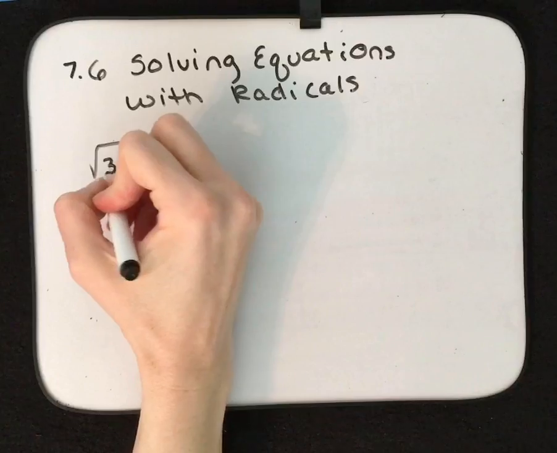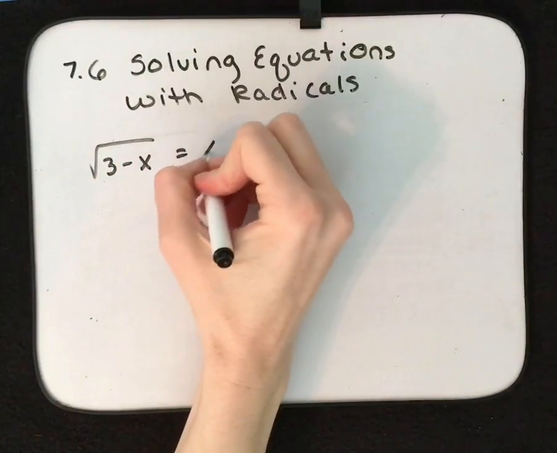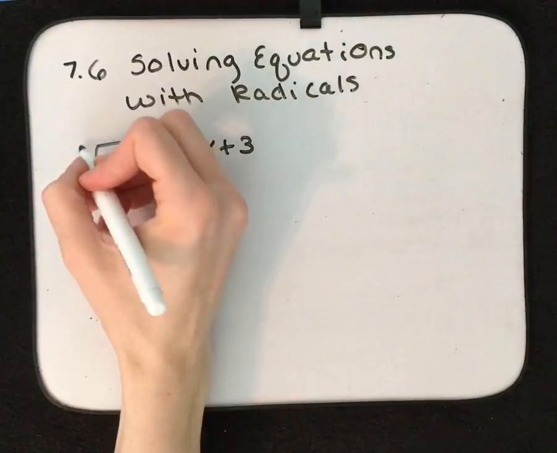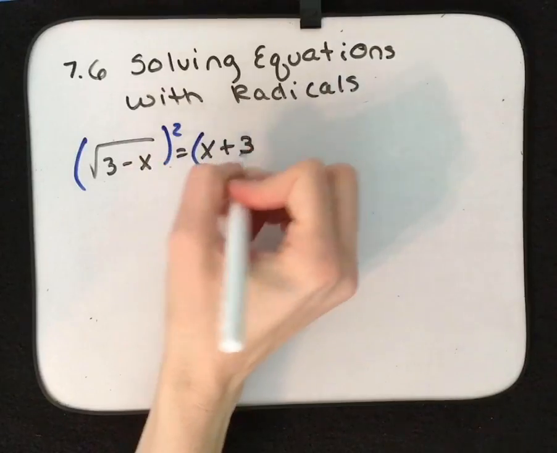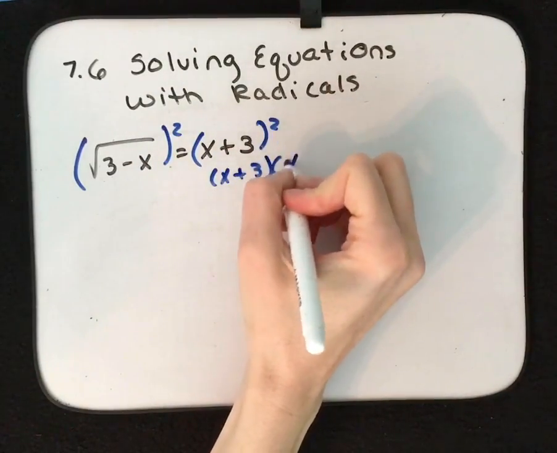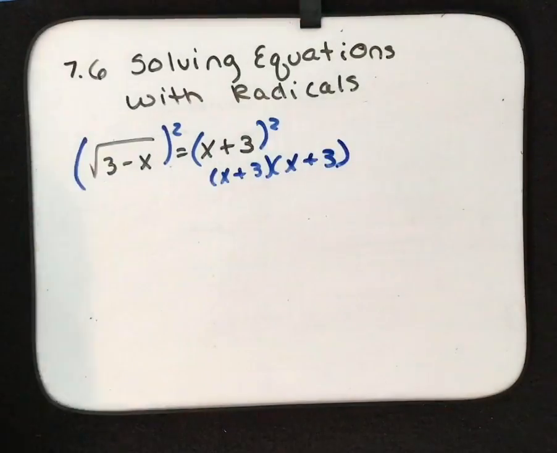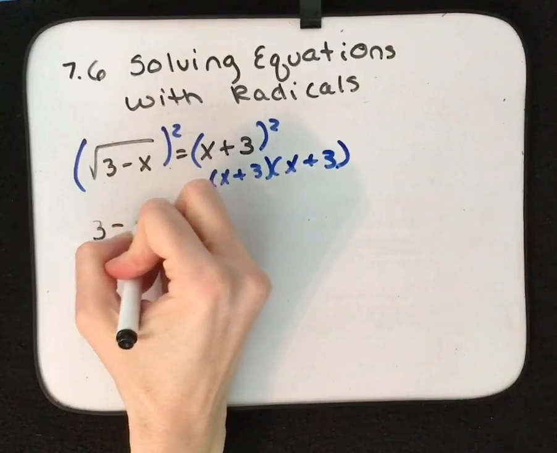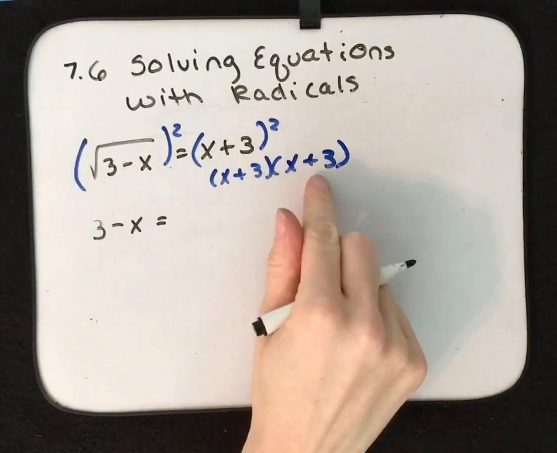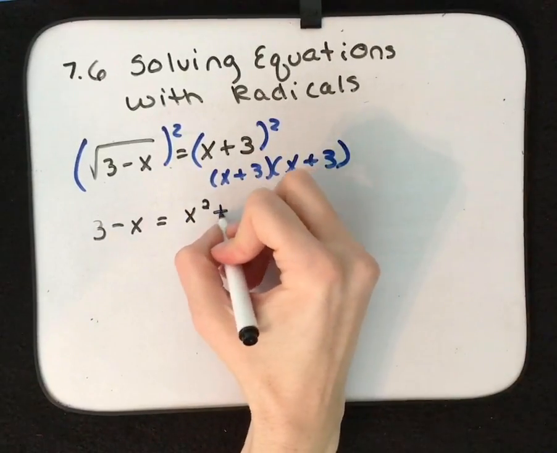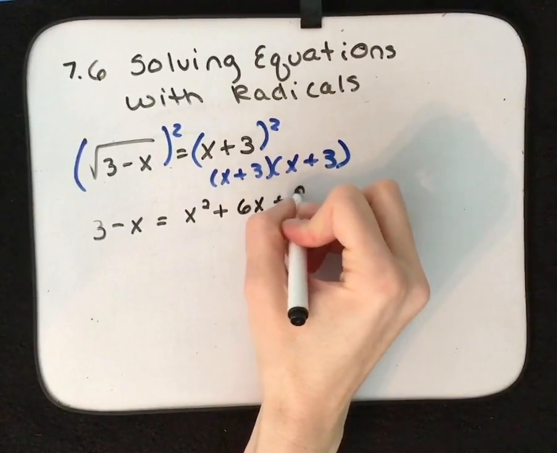We have the square root of 3 minus x equaling x plus 3. So we want to get rid of that square root. So in order to get rid of the square root, we said that we square. But remember, when you square x plus 3, that really means x plus 3 times x plus 3. So the square root and the square will cancel on this side, so 3 minus x. But here we have to FOIL, which is going to give us x squared plus 6x plus 9.